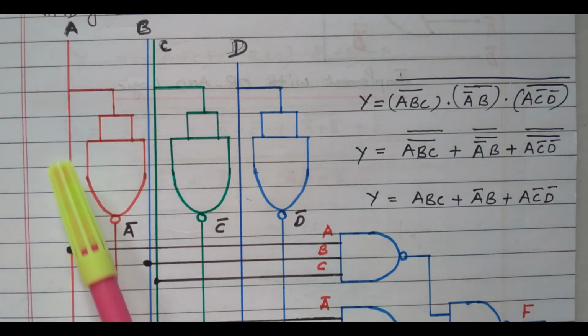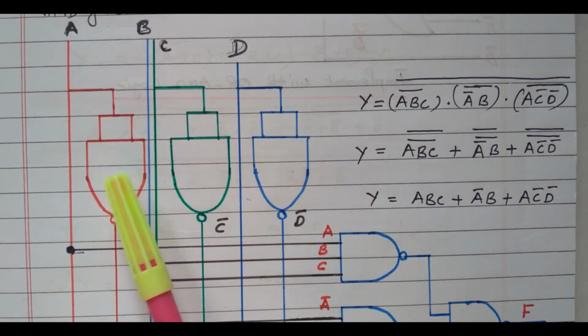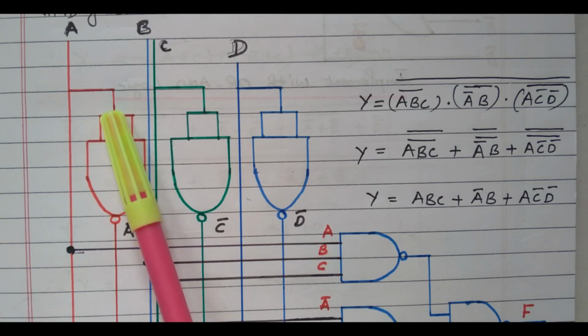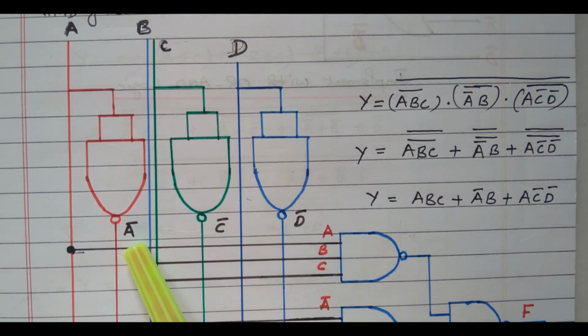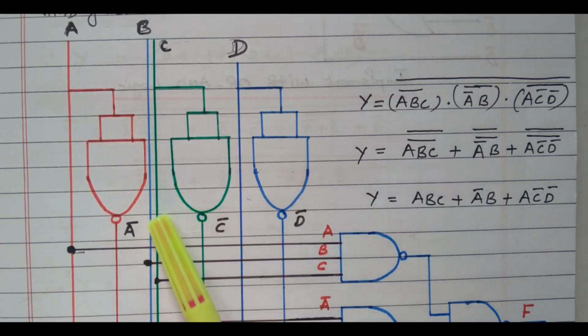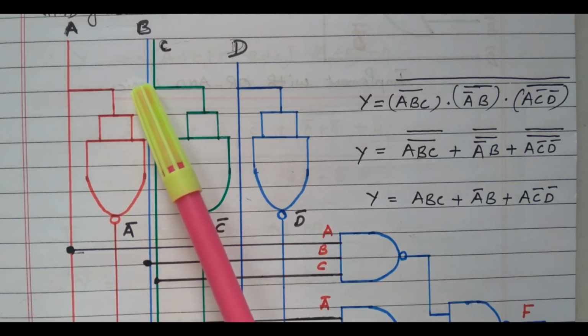This is the line A. From line A, the tapping is taken, that is given to the NAND gate. The NAND gate has both inputs short circuited, having the common input. That means it will act as a NOT gate. So here we will get the A bar. Then the input line B is available. This blue color is the input line B. B bar is not required, so no need to draw that.